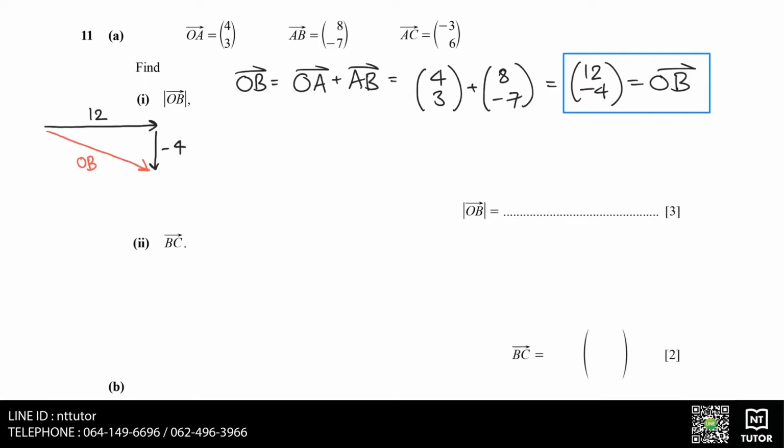Movement in the horizontal direction and movement in the vertical direction makes a right angled triangle, so we can always find the length of any vector by using Pythagoras. 12 squared plus (-4) squared should equal the length of OB squared. Therefore, we can find the length of OB by doing the square root of 12 squared plus (-4) squared.